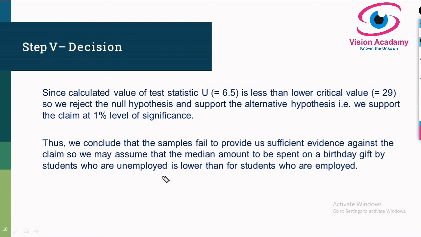What is our claim? Mu1 is lesser than mu2, which means the median amount spent on birthday gifts by students who are unemployed is lower than for students who are employed. So that gives sufficient evidence.